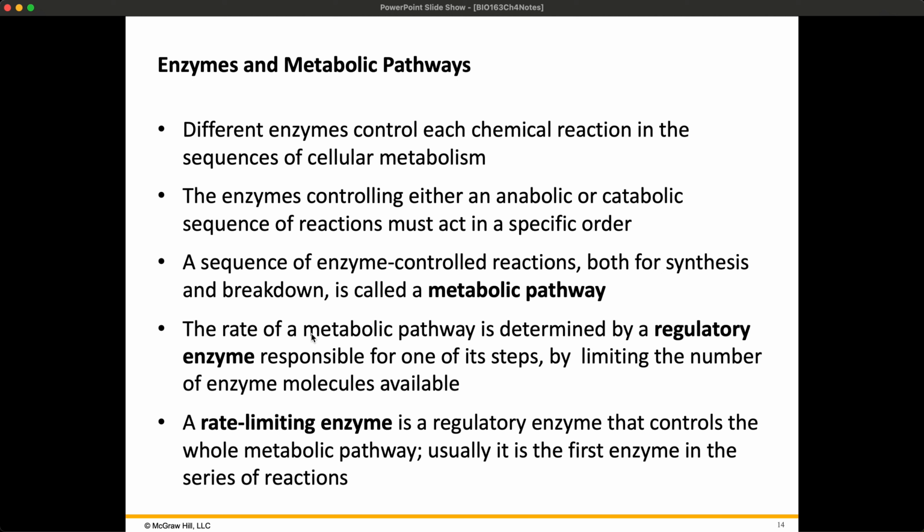And the rate of the pathway is determined by a regulatory enzyme that is just one of the enzymes in the steps. It's going to limit the number of enzyme molecules available. A rate-limiting enzyme, however, is a type of regulatory enzyme that controls the whole metabolic pathway. Typically, it's that first enzyme in a series of reactions. And we'll see how typically the final product of the metabolic pathway is going to inhibit that rate-limiting enzyme.